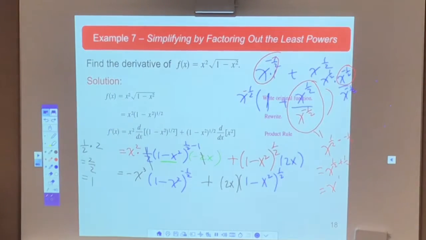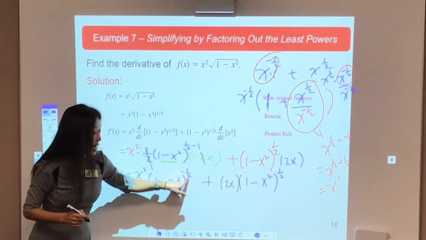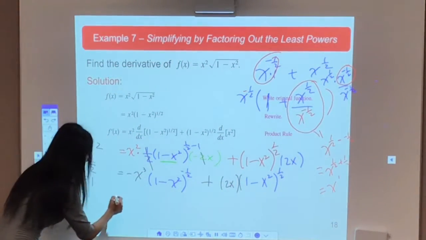Now let's go back to the other. So we have this. So we're gonna do the same thing again. Go back to the other. I'm gonna factor out by what? Negative. Negative.